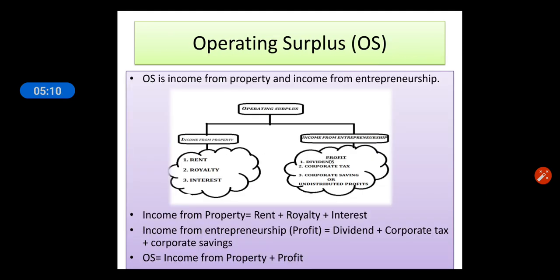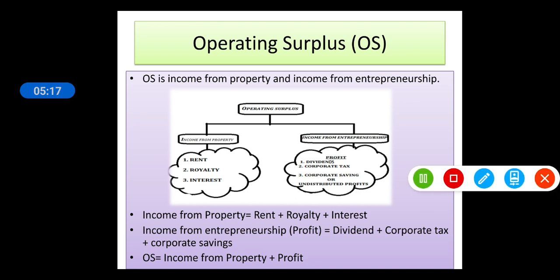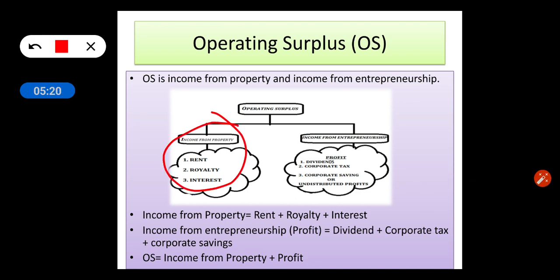Next, we have operating surplus. Operating surplus is an income from property and income from entrepreneurship. Income from property includes rent, royalty, interest. Rent is a factor income generated from ownership of land and building. Royalty refers to income generated from granting leasing right, copyright, right? And interest is a factor income generated from ownership of capital. So these, rent, royalty, interest, are your income from property.